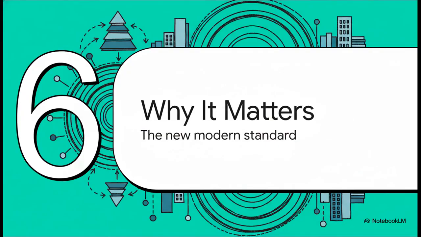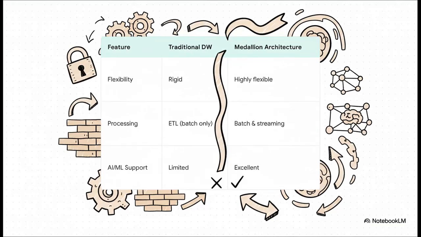So, now that we've seen it in action, let's zoom out for a second and talk about the big picture here. Why does this matter so much? Why is this becoming the new standard for so many companies? If you compare this to the old way of doing things with traditional data warehouses, the difference is just night and day. Where those traditional systems were super rigid and could only handle nice, structured data, the Medallion architecture is incredibly flexible. It can handle both batch and real-time streaming data, and it's built from the ground up to support modern AI and machine learning.